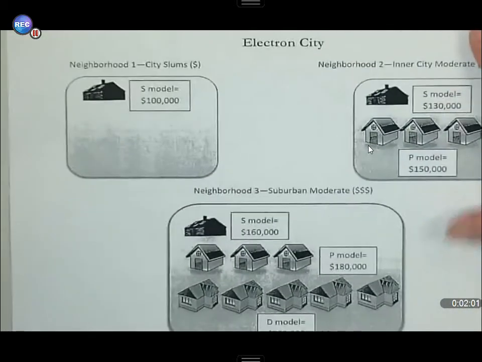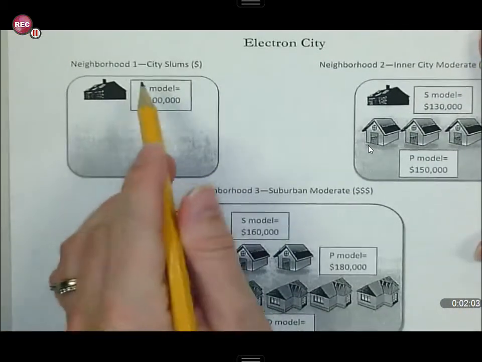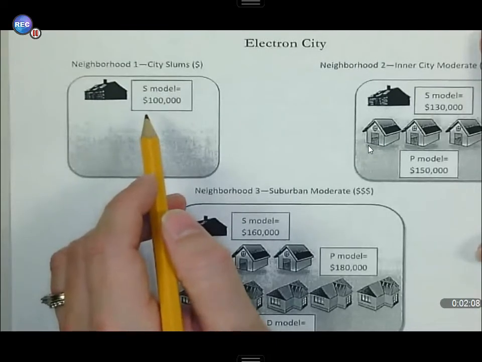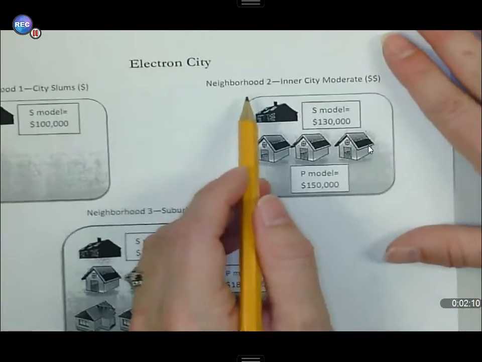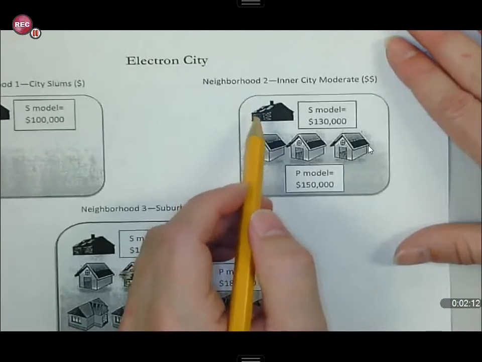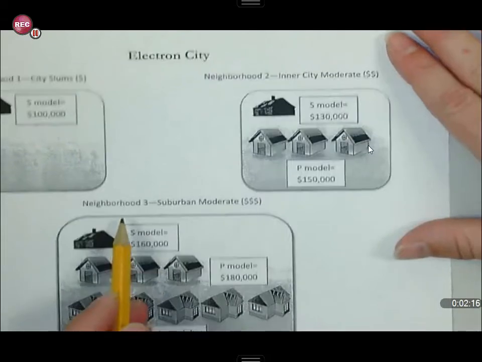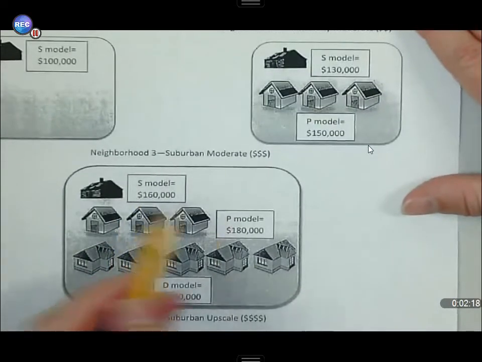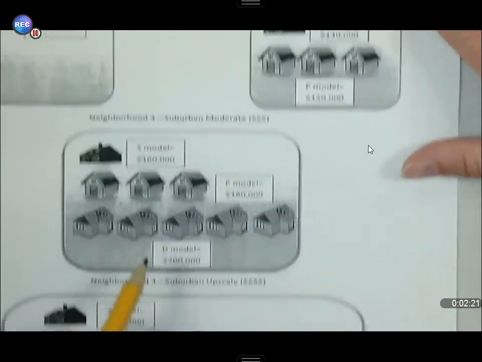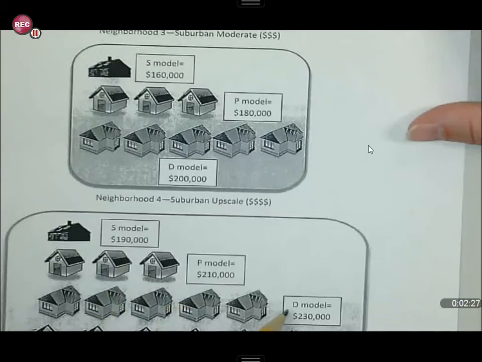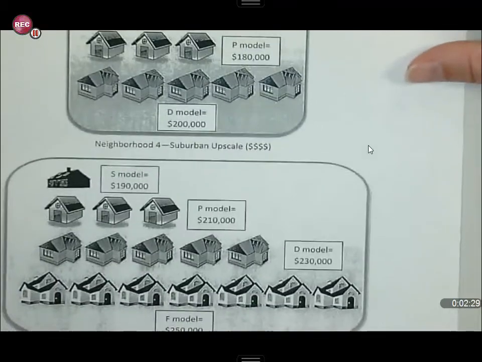So go ahead and look at our houses. We have neighborhood 1, which is the city slum, and there's only one type of house you can have, which is the S model. Then we move up to neighborhood 2, the inner city moderate. We have the S model and the P model available. Neighborhood 3, we have the S model, the P model, and the D model. And then we have neighborhood 4, which is the suburban upscale. It has an S model, a P, a D, and this time an F model.